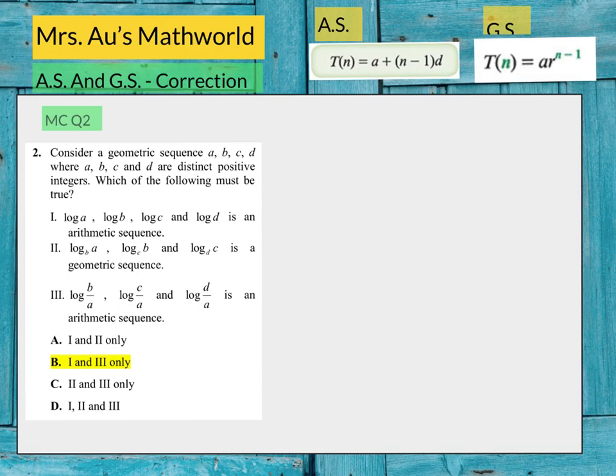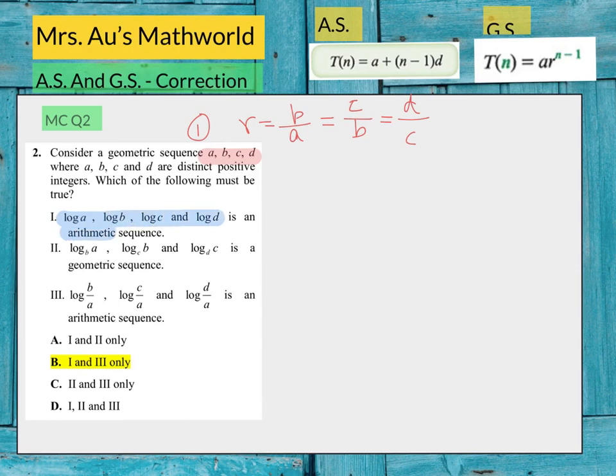The first step is to handle the relationship of them because they are a geometric sequence. That means you get this: the common ratio R of a geometric sequence equals B over A, C over B, and D over C. So write all of them. Then we can go to the statements one by one. The first one we are going to handle is log A, log B, log C, and log D.